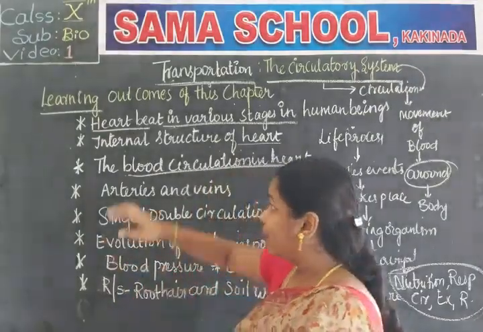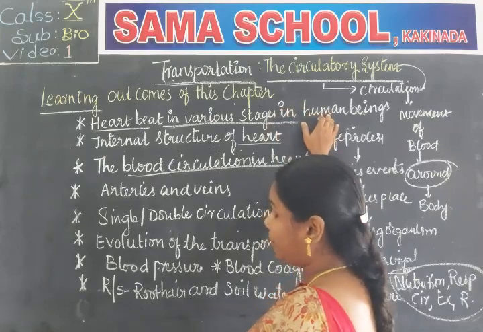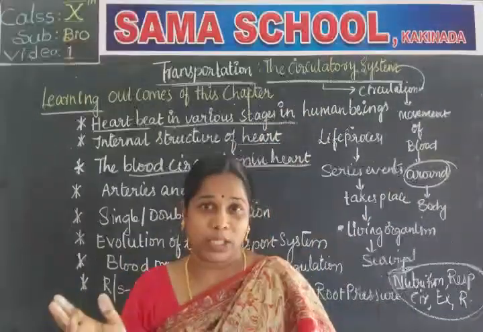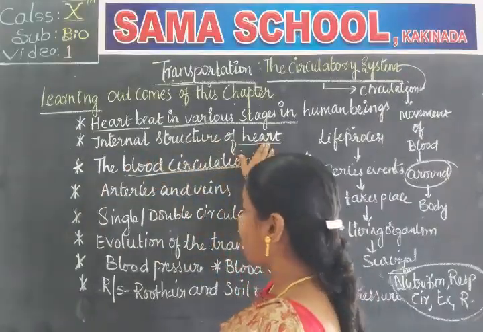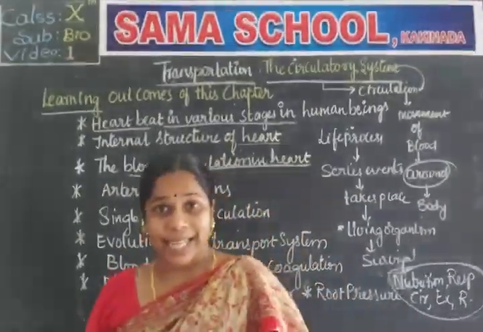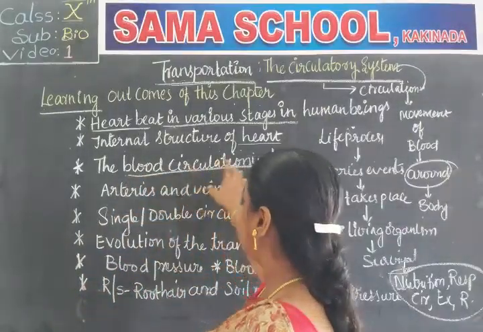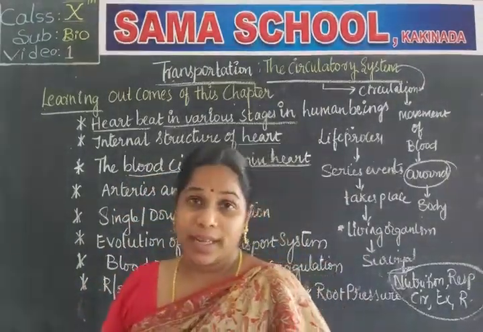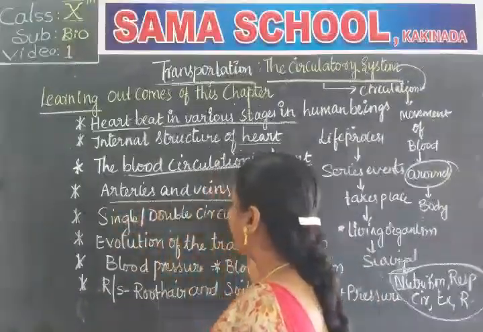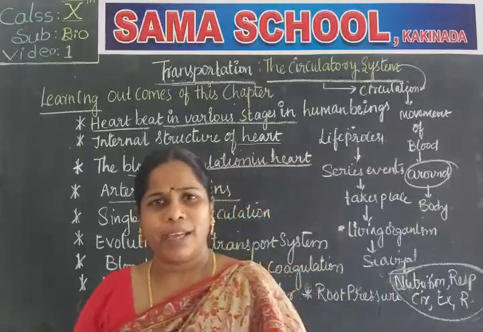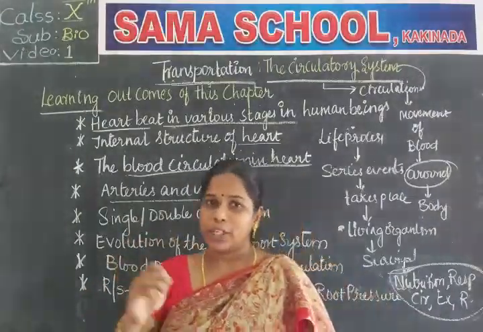So here we are learning heartbeat in various stages in human beings, through two small activities we are going to show you. Then internal structure of heart. Internal means inside, external means outside. Then the blood circulation in heart. Understand? Then we are going to learn about arteries and veins. I will give a simple example when I go into the lesson.